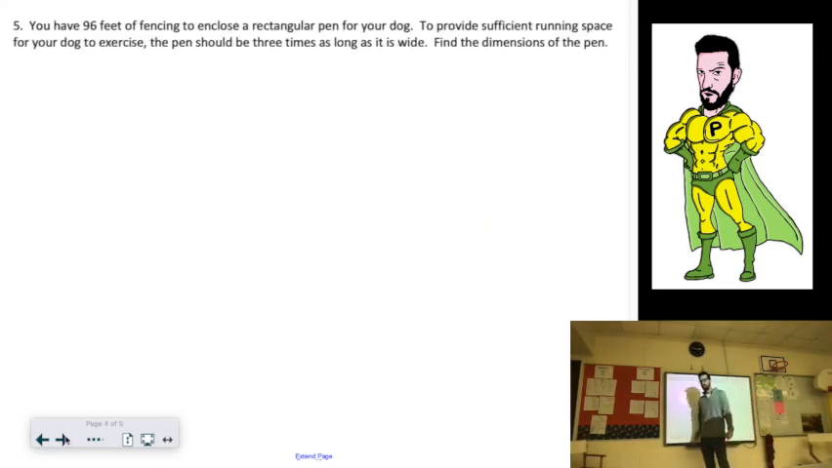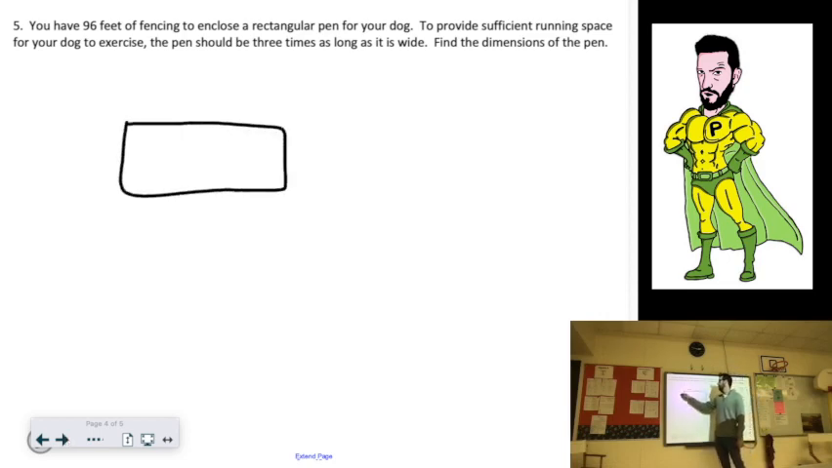All right, if the crowd demands it, you have 96 feet of fencing to enclose a rectangular pen for your dog. To provide sufficient running space for your dog to exercise, the pen should be 3 times as long as it is wide. Find the dimensions. I prefer to draw this out.